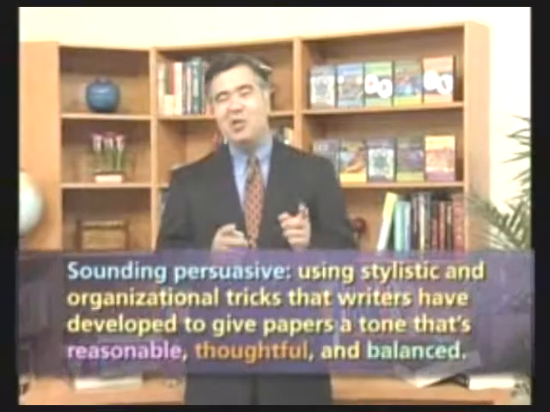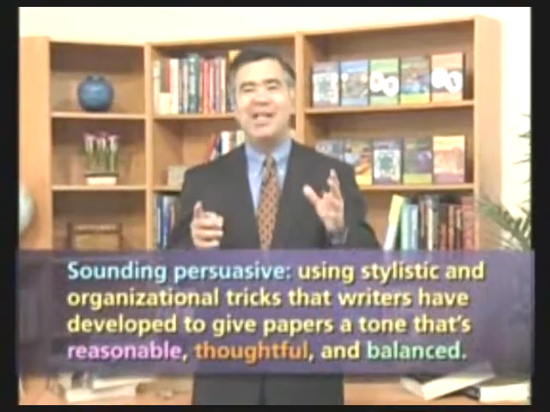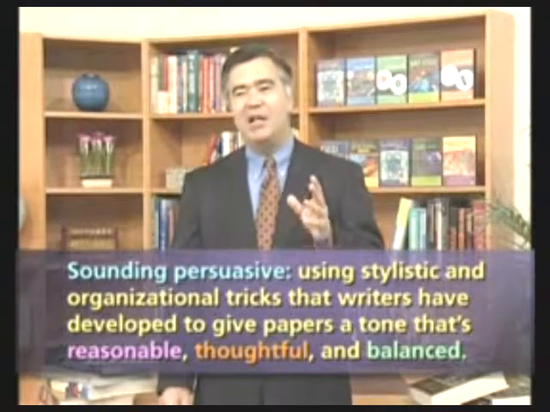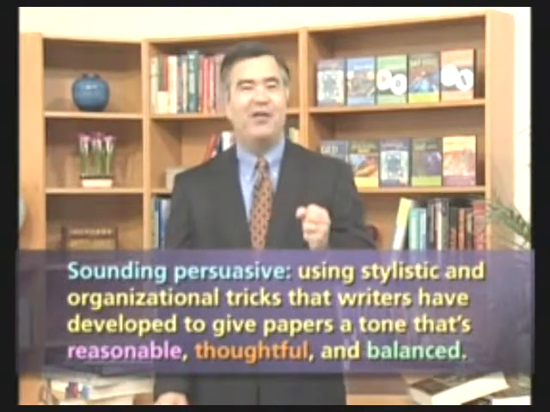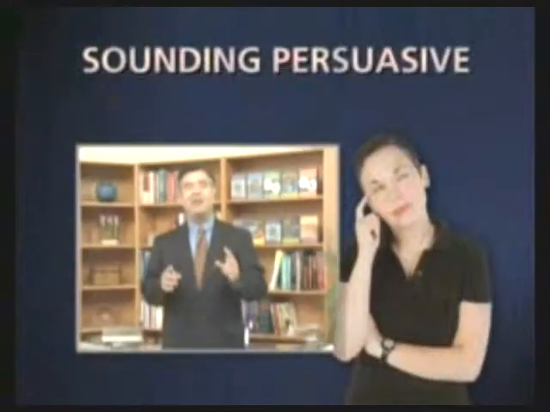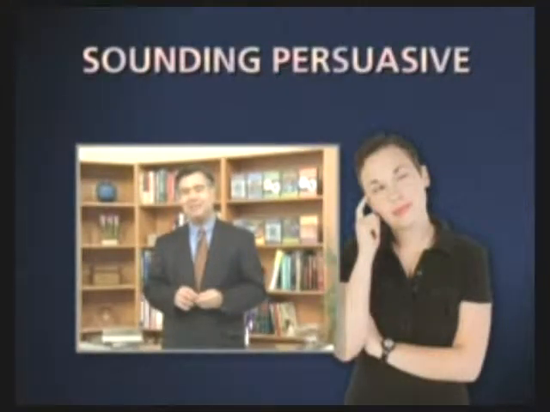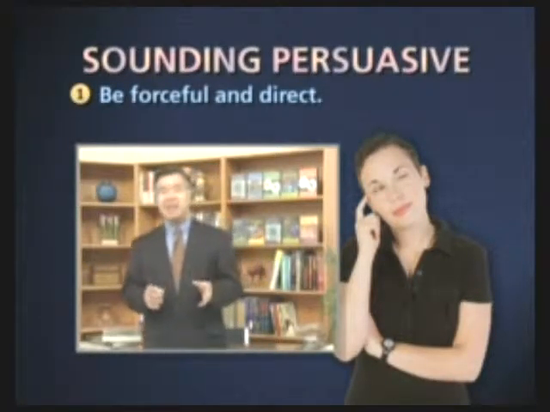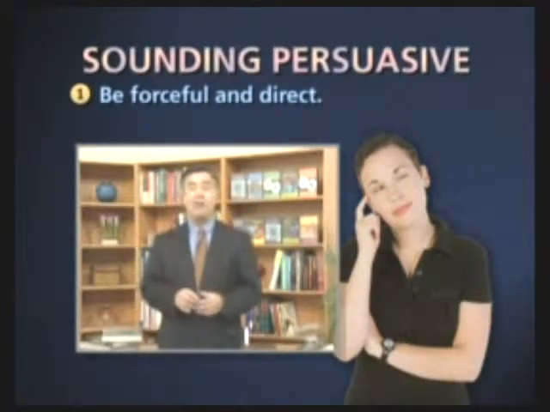And this means using stylistic and organizational tricks that writers have developed over the years to give papers a tone that's reasonable, thoughtful, and balanced, and therefore more likely to persuade the reader. Here are a few of the best of these tricks. First, be forceful and direct. That means stating your point of view clearly and forthrightly.